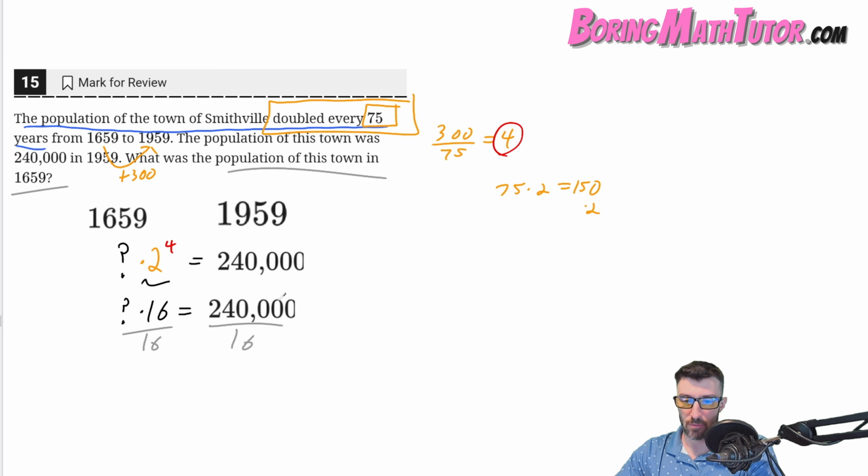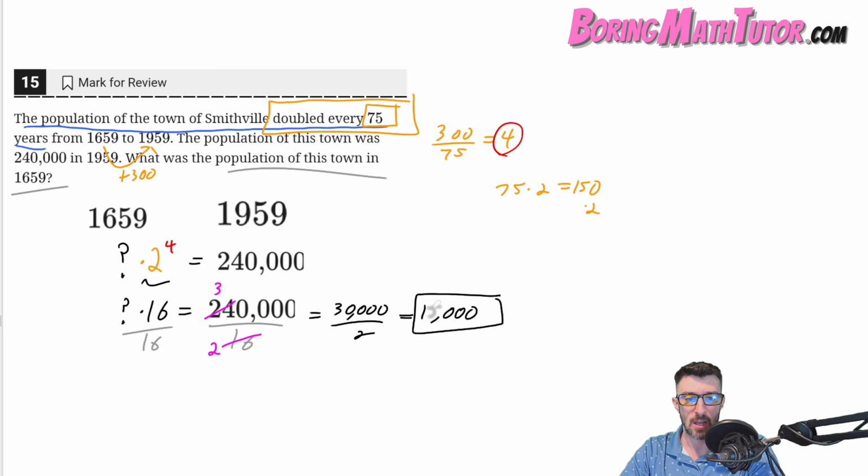Now, if you want to run to Desmos, that's fine. If you want to be super cool, what you could do is divide 24 by 16. Each of those can be divided by 8. That'll get you 3. This will get you 2. So now I end up getting 30,000 divided by 2, which is 15,000. So 15,000, that's what the population used to be. You can multiply it by 16 and you'll find out it does come out to 240.